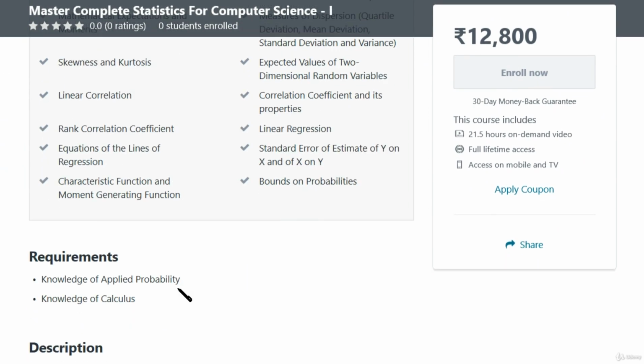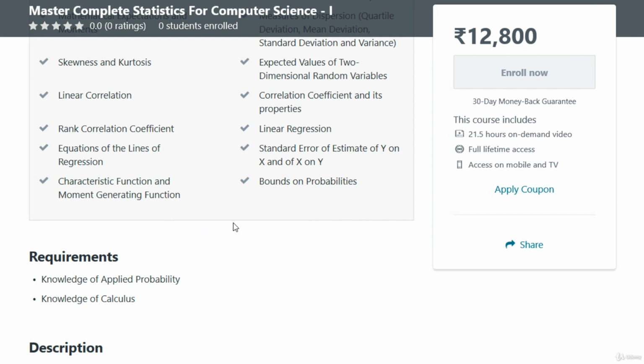Now what are the requirements to enroll in this course? The basic requirement to enroll in this course is knowledge of applied probability. That is the basic probability which you have learned at the +2 level, that is in higher school, and the knowledge of calculus that you also have learned in higher school. If you have the knowledge of both these topics from the +2 level or from higher school, then this course is for you.